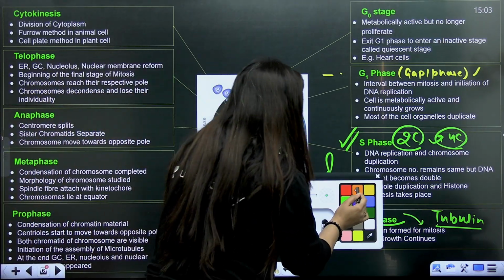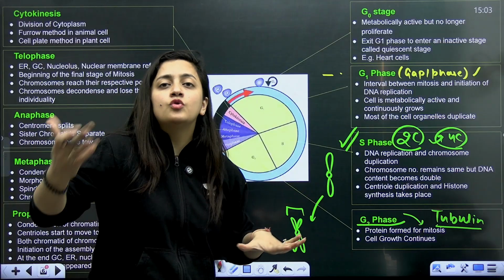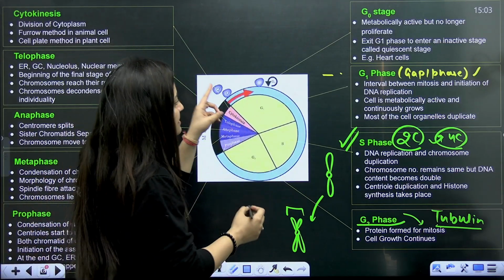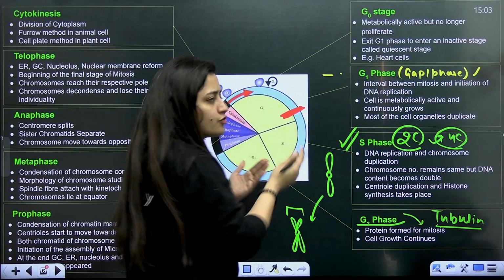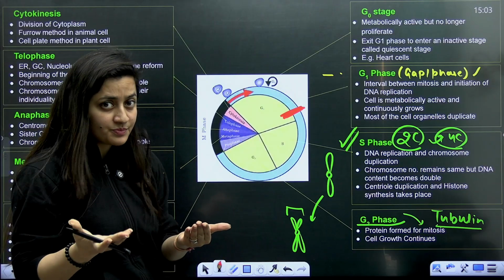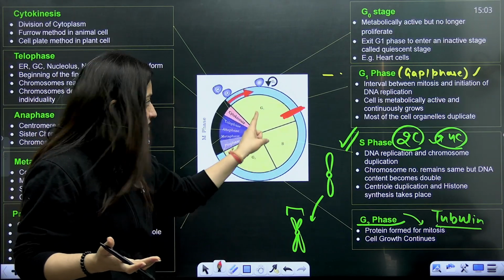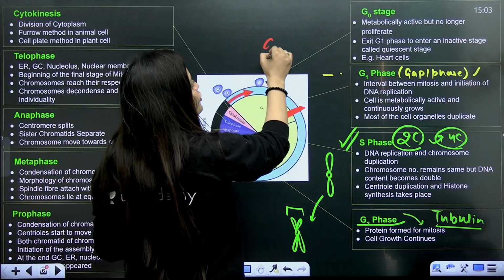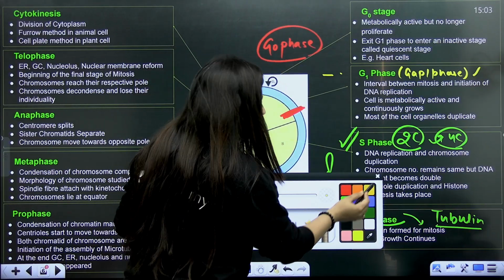It's not mandatory that the cell will always divide. It's not at all mandatory. Sometimes there is no signal for cell division, so the cell will exit the cell cycle. Actually, in the G1 phase there is a restriction point, or the start point. If a cell has crossed this, it will definitely enter the S phase. Otherwise it will leave and enter the G0 phase. That is basically the cell arrest phase, the cell quiescent stage.